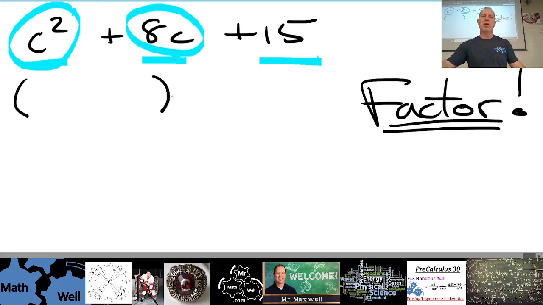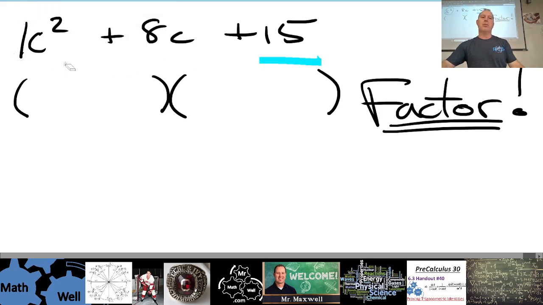So this is literally what I'd like you to do. Make the brackets, leave them empty. You see this and you see, hey, I have a 1c squared, I have a c term, and I have a constant. This is probably going to be able to be factored into two binomials, because to get something like this, I would normally do the FOIL method, a multiplication of two binomials.